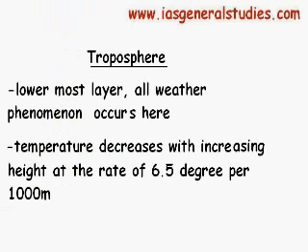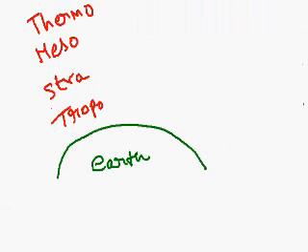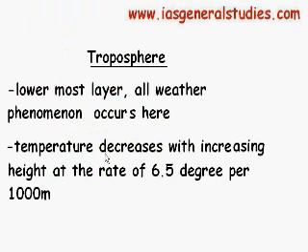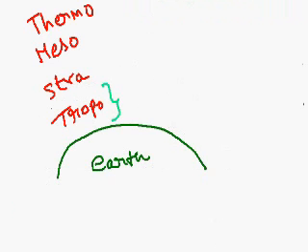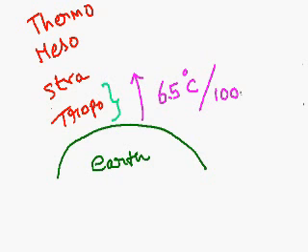It is the lowermost layer. All the weather phenomena occur here. Fine. The temperature decreases with increase in height at the rate of 6.5 degree per 1000 meter. Very important point. When you move up, the temperature decreases at the rate of 6.5 degree centigrade per 1000 meter or 1 kilometer. It's a very important point.